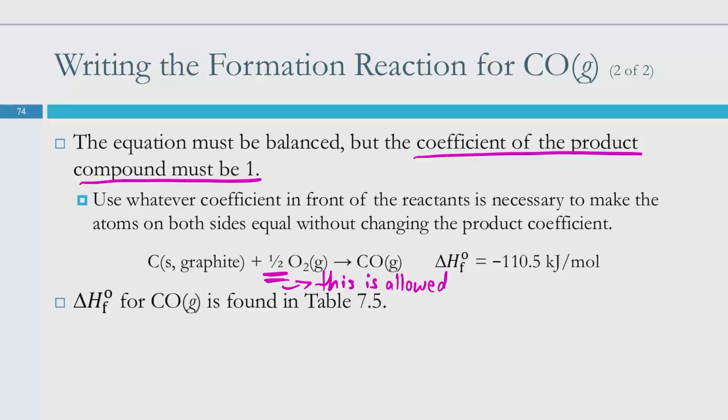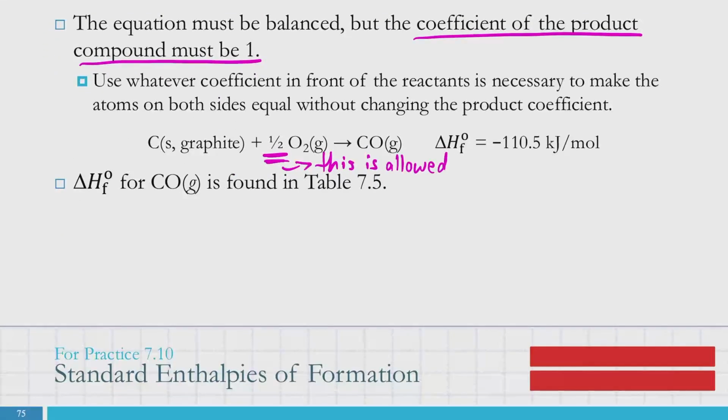I don't expect you to have any of the values memorized except for maybe some of the standard states, which would just be 0. So like any of our diatomic gases, you would know that those are 0. So hydrogen, nitrogen, oxygen, fluorine, chlorine, bromine, iodine, all as diatomics, those would all be a value of 0.